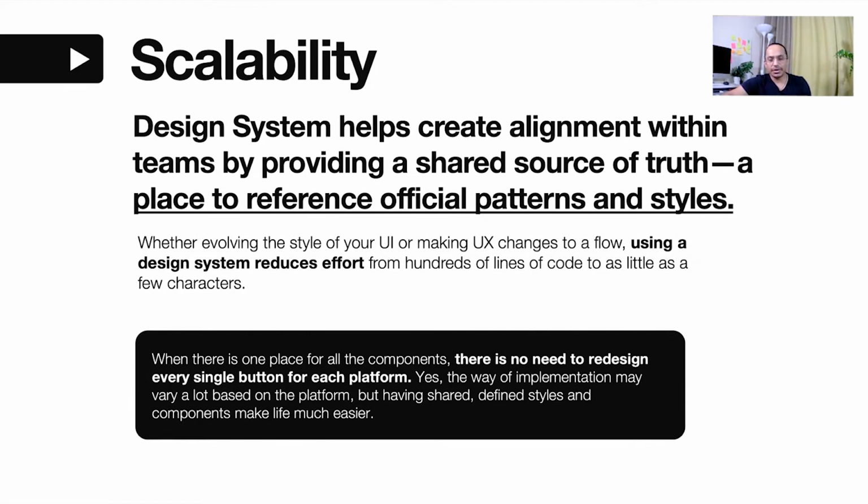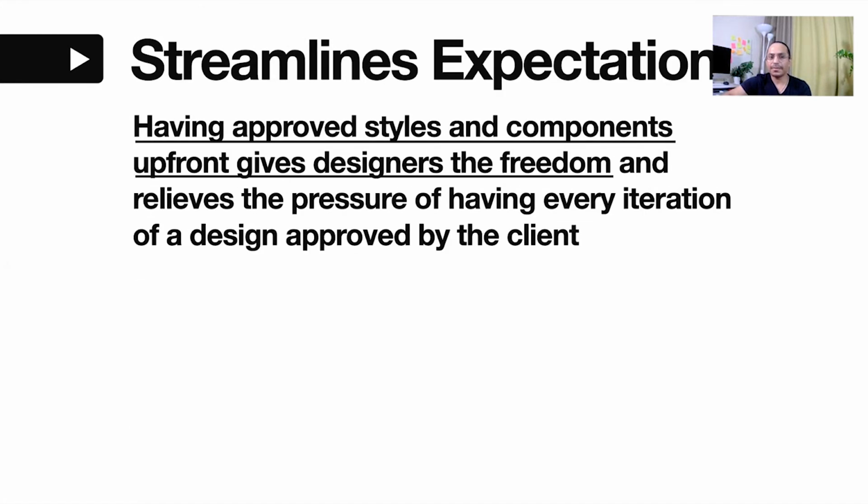When there is one place for all the components, there is no need to redesign every single button for each platform. Yes, the way of implementation may vary a lot based on the platform, but having shared defined styles and components makes life much easier. Now, after having the design system, you can easily streamline experiences across all the channels. So if you're creating a form or a page for the website and also for the mobile, you can create the same kind of experience, and as a result the user's expectation will be met.